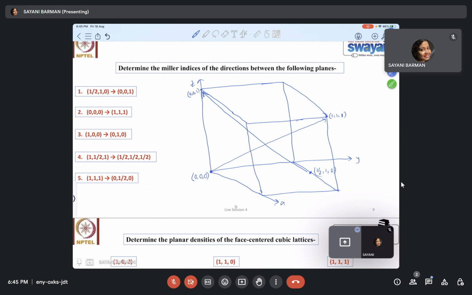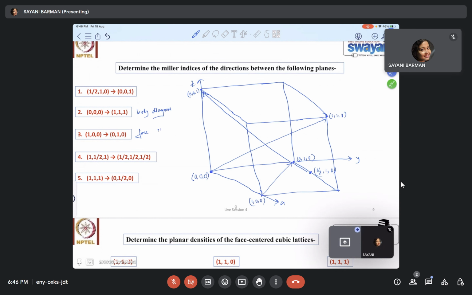Then the next one is from 100 to 010. 010 is here. So this is what? This is a face diagonal. And this one right here is a body diagonal. This is a face diagonal.